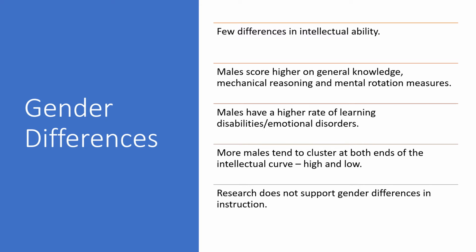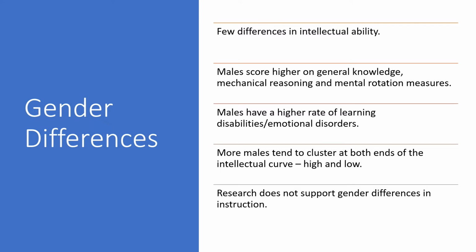Males also have a higher rate of learning disabilities and emotional disorders. They tend to score at the high end and the low ends of the intellectual curve. Females tend to score more towards the middle, clustered more towards the middle. What that means is that you tend to have more male geniuses and more males at the significantly lower ends of the IQ. Females tend to be more in the middle.